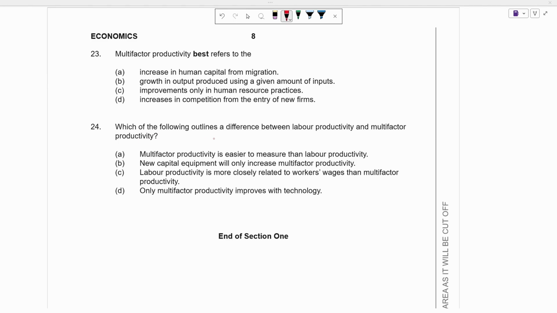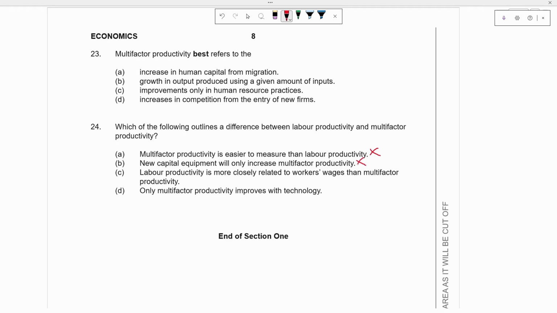Which of the following outlines the difference between labor productivity and multi-factor productivity? A, multi-factor productivity is easier to measure than labor productivity. This is incorrect, as multi-factor productivity measures a various amount of inputs, while labor productivity only measures the amount of output per hour worked.